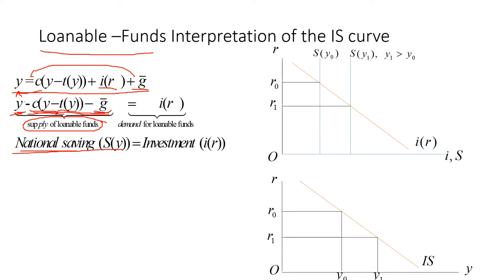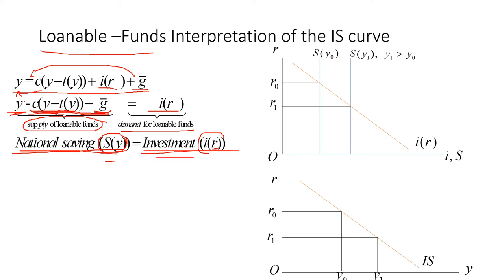And here the remaining amount is basically I(R), which is the demand for loanable funds. That means it's basically saving equal to investment. So we are presenting the equilibrium condition in terms of total national savings equal to total investment, where savings is a function of income, and investment is a function of the rate of interest, which is inversely related. So we draw this.